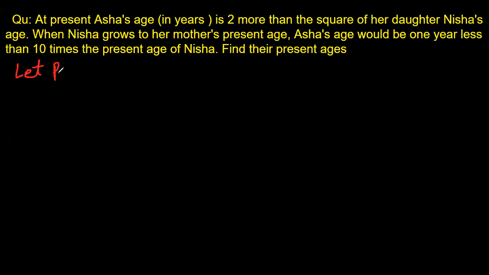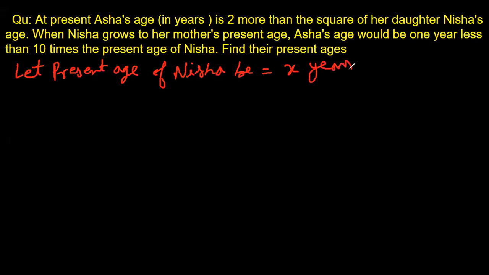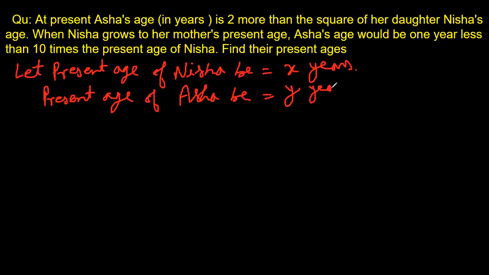Let the present age of daughter Nisha be equal to X years. If daughter is X, we can also take the present age of mother Asha be Y years, because they are saying age in years.